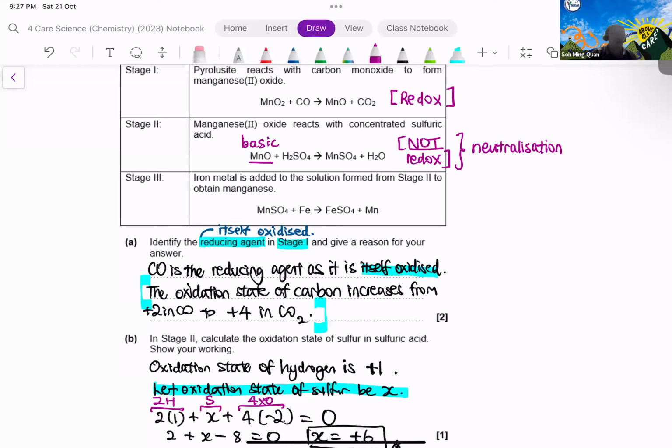Now, finally, how about stage number 3? Do you think it's redox or is it not redox? Please poll now the same way, stage number 3, and show me, is stage number 3 redox or not redox? Not everyone has responded. Is stage number 3 redox or not? And the answer is, it's redox. Now, stage number 3 is displacement. Displacement of metals, displacement of halogens is a redox reaction. Okay, so displacement is always redox.